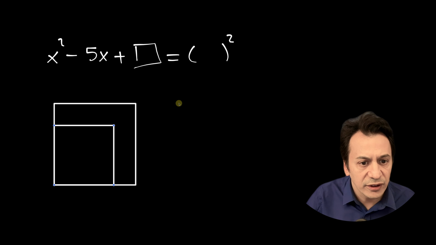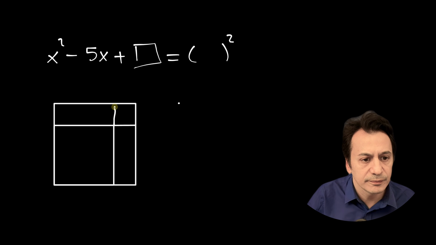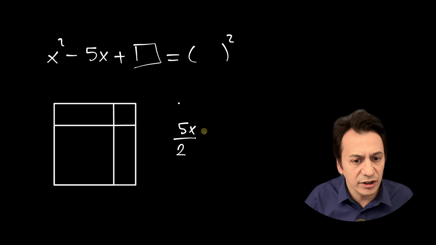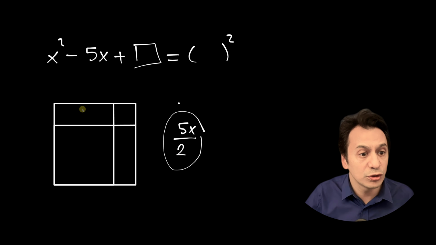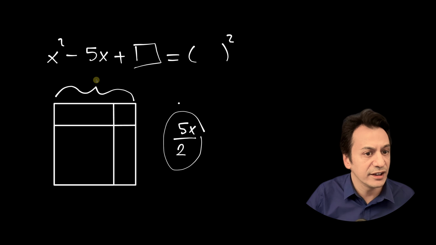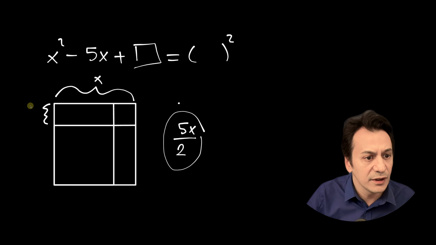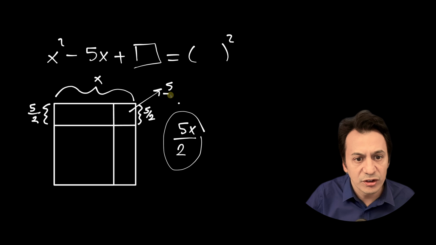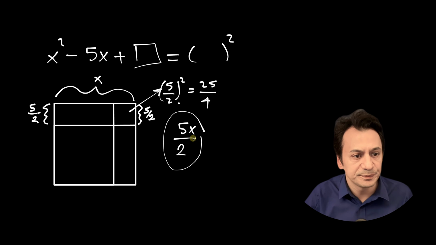Okay. Now this 5x comes from these rectangles, right? So the area of one rectangle is going to be 5x over 2. Well, since this side length is x, this has to be 5 over 2. And this side length is 5 over 2. So the area of this small square is the square of 5 over 2, and this makes 25 over 4.